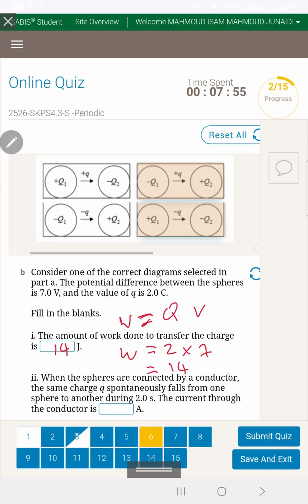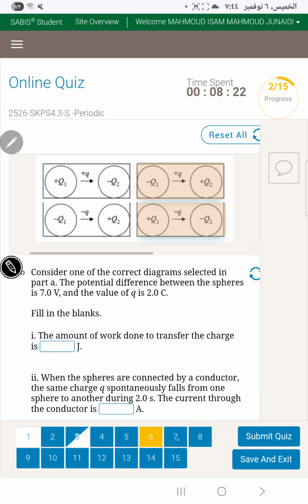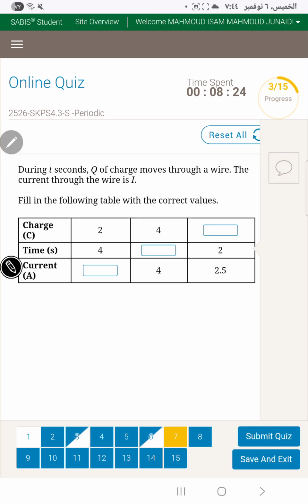When the spheres are connected by a conductor, the same charge Q spontaneously falls from one sphere to another during 2 seconds. What is the current in the conductor? The current is equal to Q over time, quantity of charge divided by time. Quantity of charge here is 2 and the time is 2. So the answer is 1 ampere. So here you have to write 1 ampere. Question number 7.